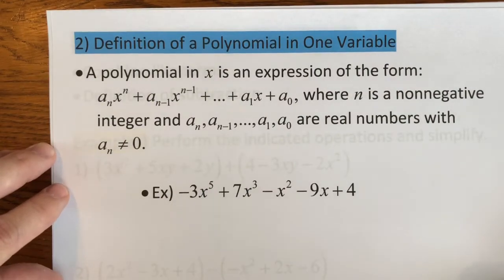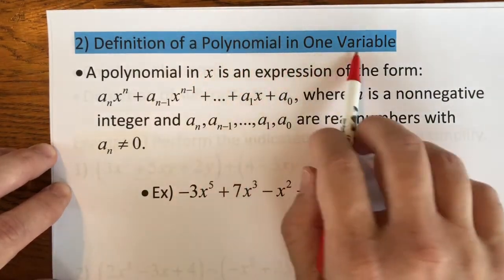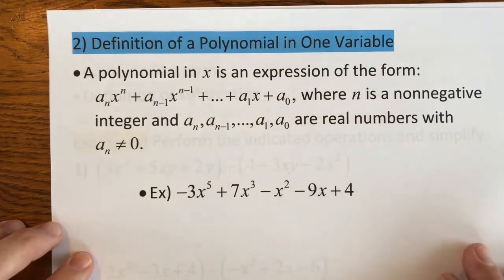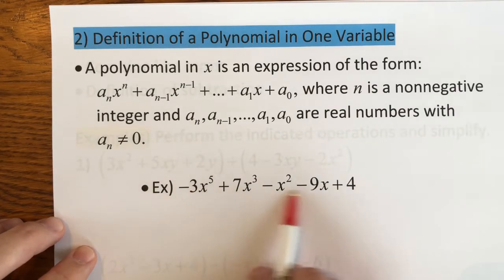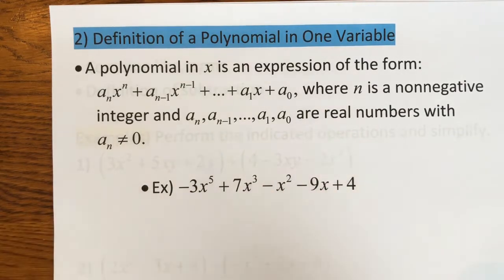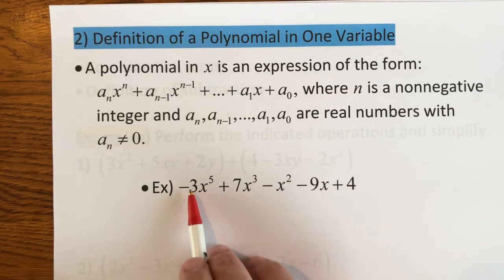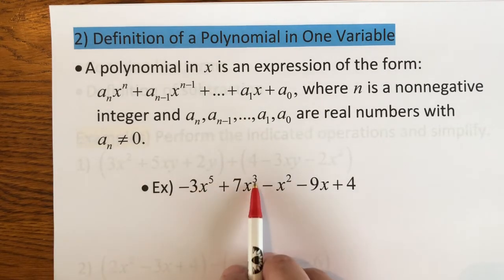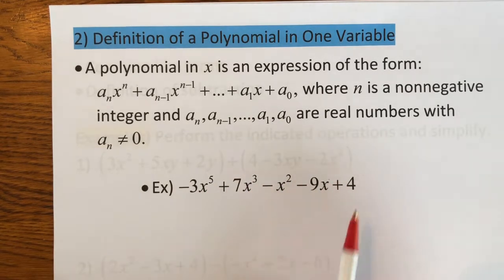The next thing we want to look at in section 1.2 is the definition of a polynomial in one variable. Bottom line is, you should be able to recognize if something is a polynomial. How do you do that? Well, you have real number coefficients. Normally they'll be integers, or what are called integral coefficients: negative 3, 7, negative 1, etc. And also the exponents are all whole numbers, okay?